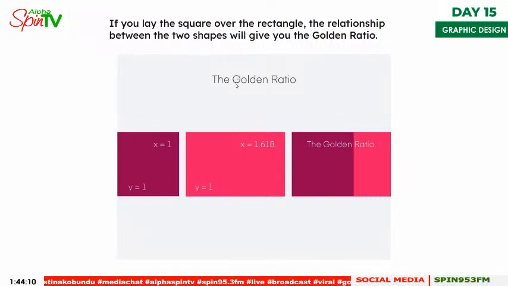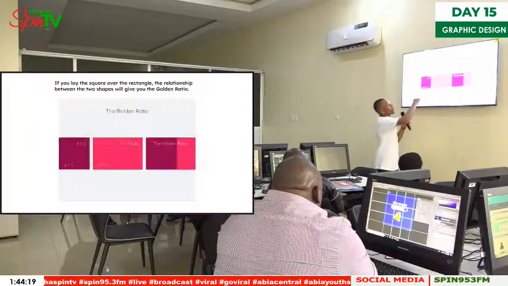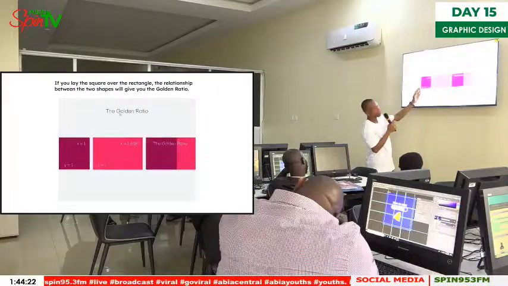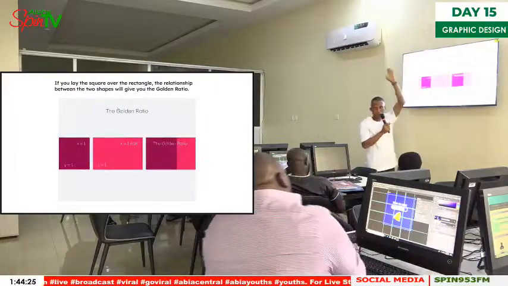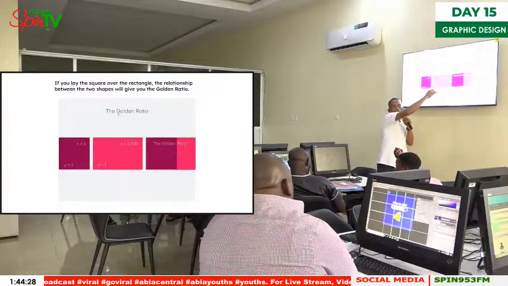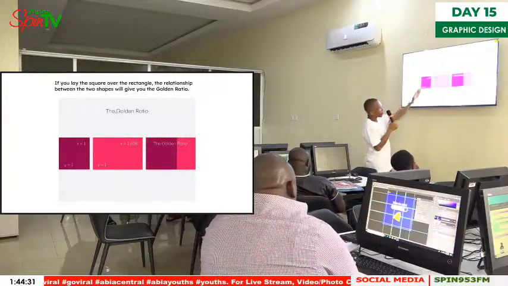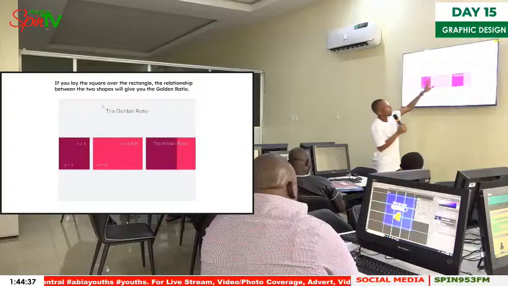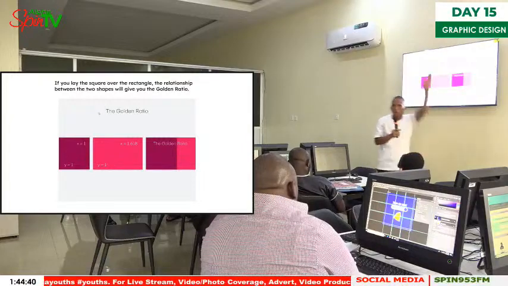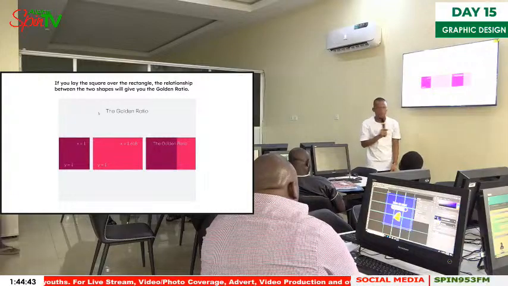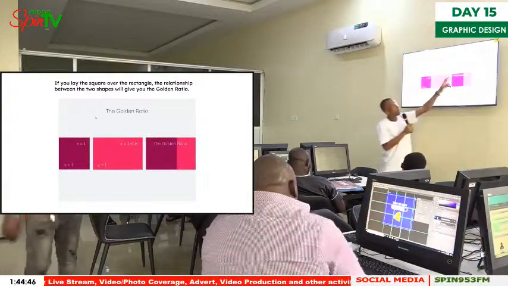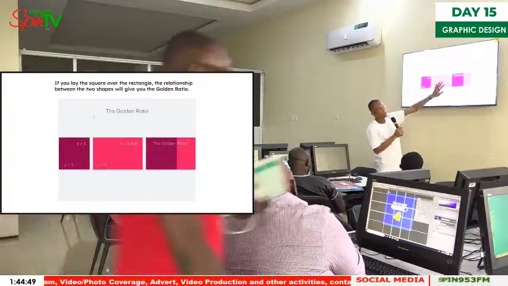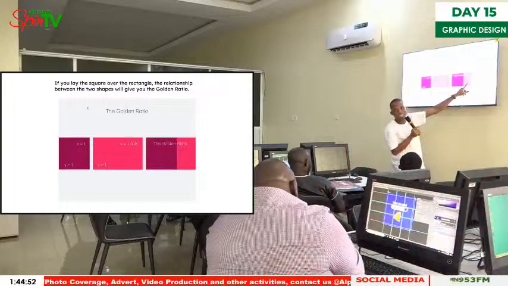Now, say y equals 1, x equals 1. Are we together? Now, this is 1, this is 1. This is the y-axis, this is the x-axis, in our two-dimensional plane. Now x is going like this, y is going down. If I multiply this 1 by 1.618, I will get this. Look at the figure it gave us now. Look at the additional space it gave us.